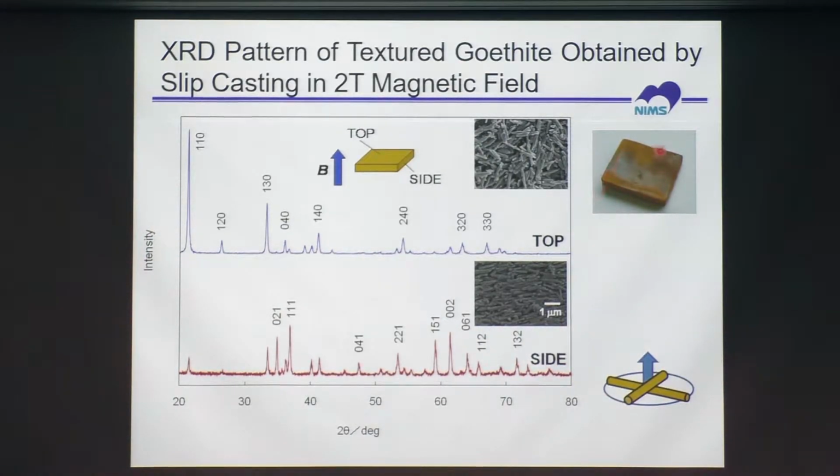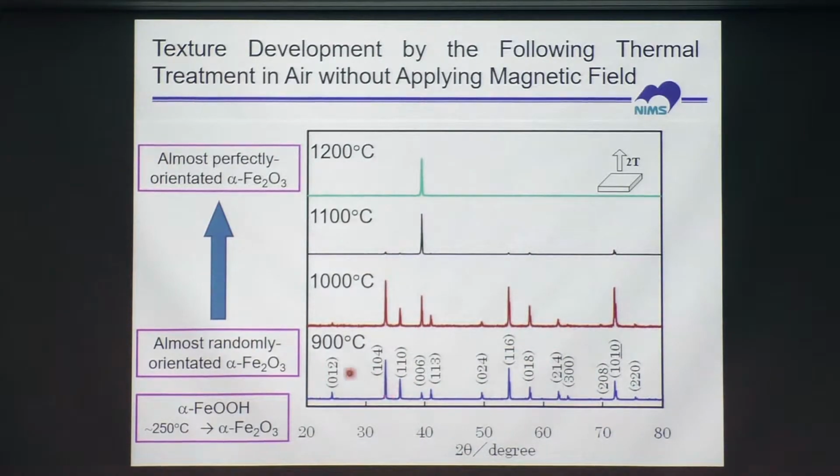First we make a kind of green cake of goethite, and then we thermally treat it. During the thermal treatment, the phase changes to alpha Fe2O3. At 900 degrees C, it is completely transformed to alpha Fe2O3, but it seems to be randomly oriented. But if we heat it at 1000, 1100, 1200, the crystalline orientation gradually appears like this. So after heating at 1200 degrees C, we could obtain perfectly oriented alpha Fe2O3 like this.